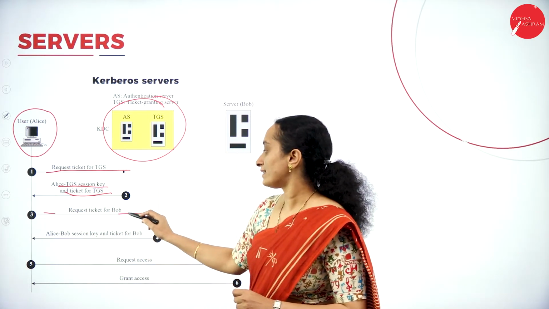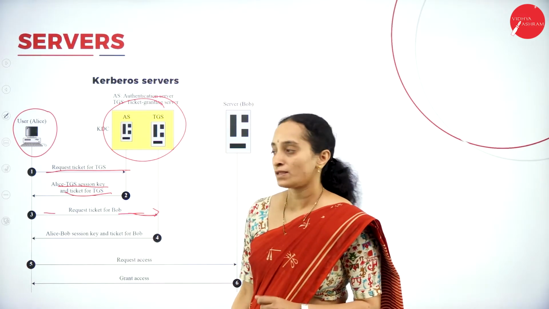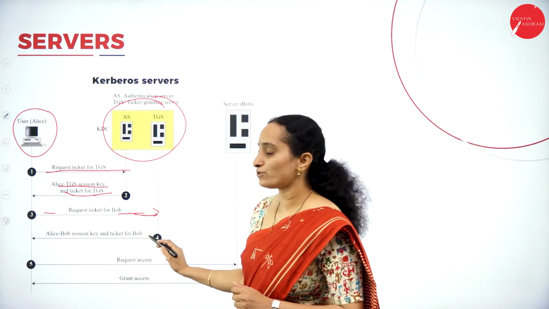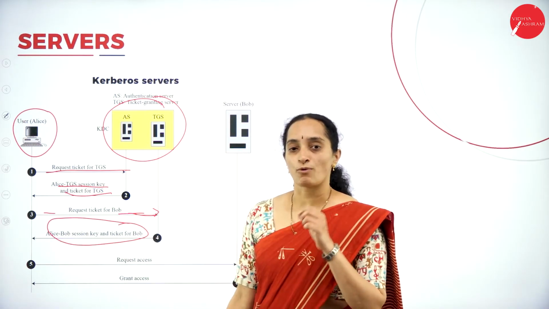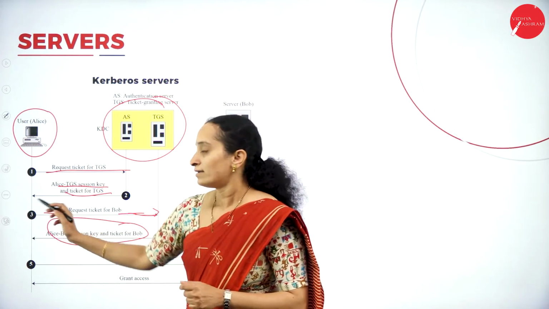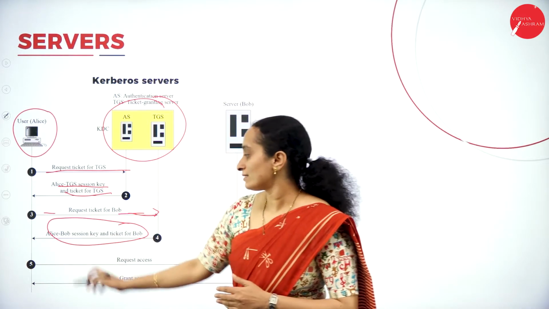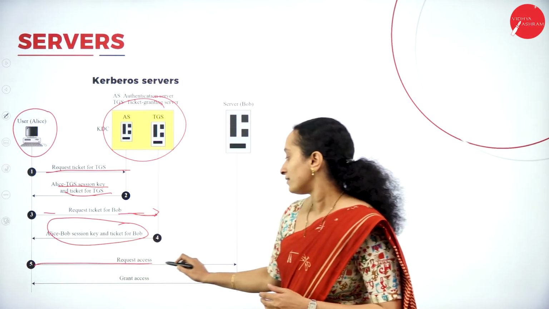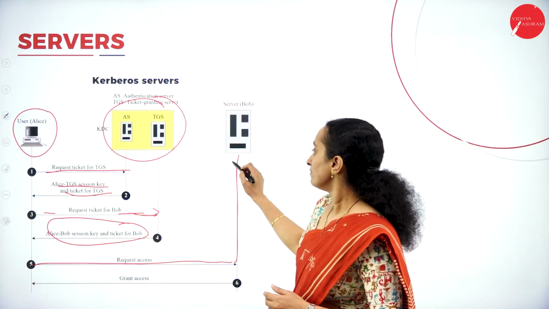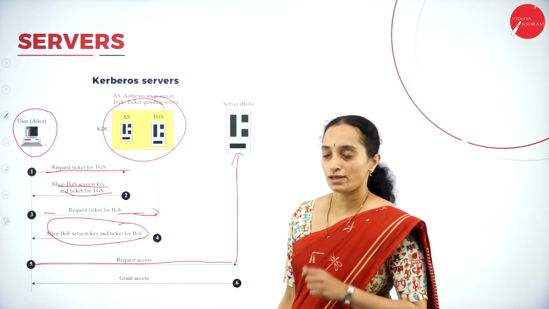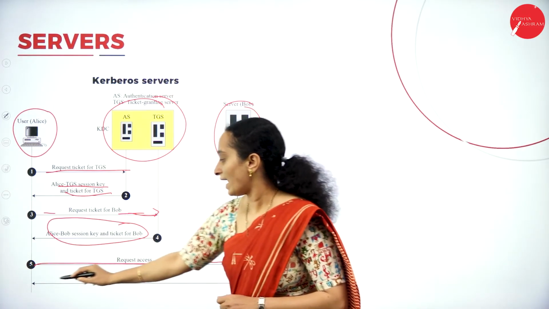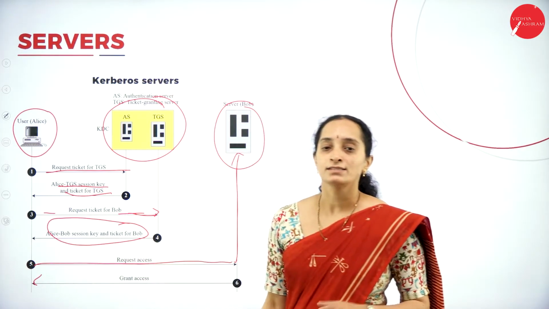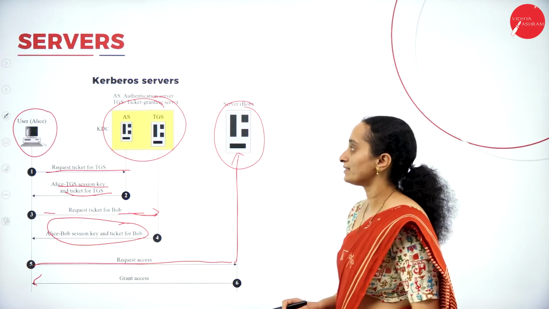The sender will request a ticket for Bob. Now what the KDC will do is, the Alice-Bob session key and ticket for Bob will be generated so that it allows Alice to send a message. The request access will be given with the server. Okay, so the server is the receiver here. So the server grants access to Alice to send a message.